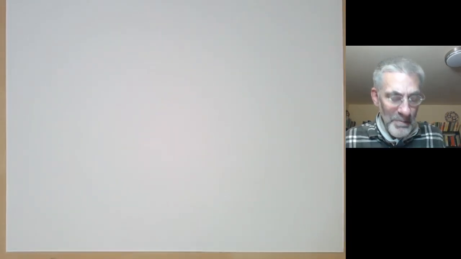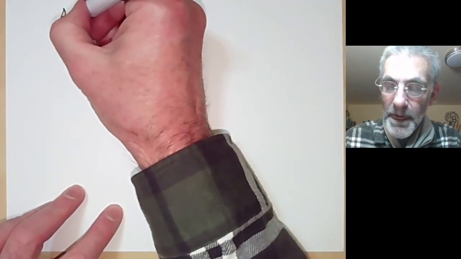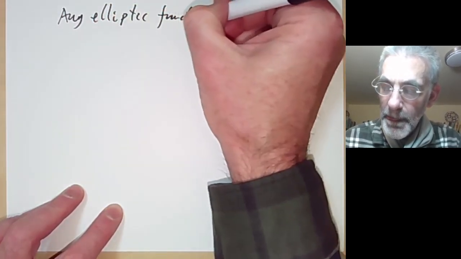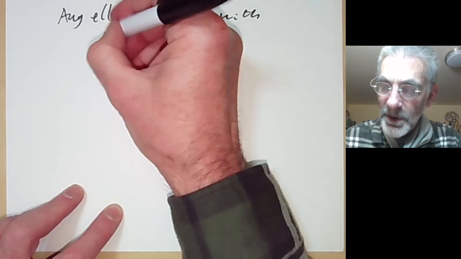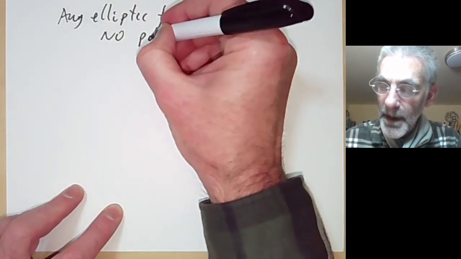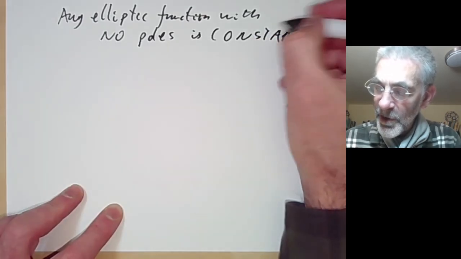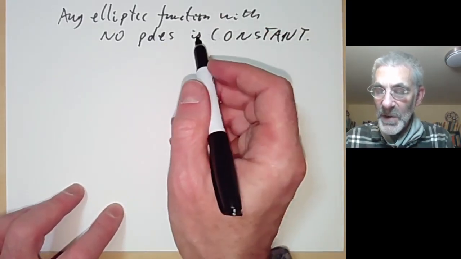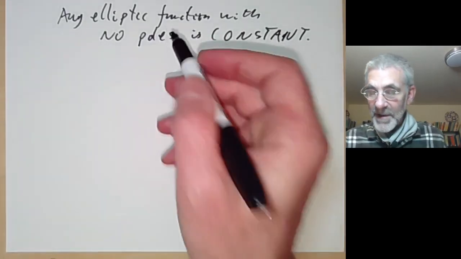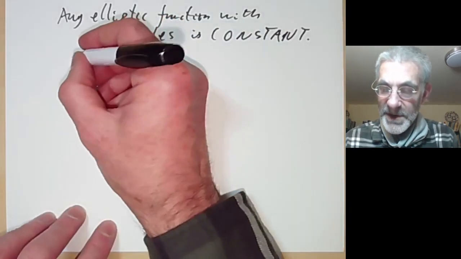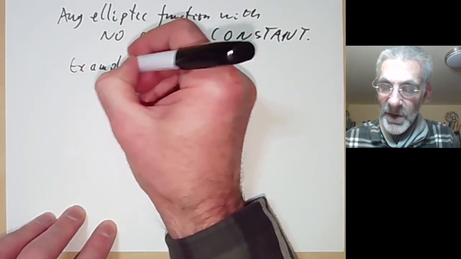So what can we do with elliptic functions? Well, there are amazing numbers of identities between them, and the key point is any elliptic function with no poles is constant. You remember this followed immediately from Liouville's theorem, and this means we can construct lots of identities by cancelling out all the poles. So let's have a simple example.